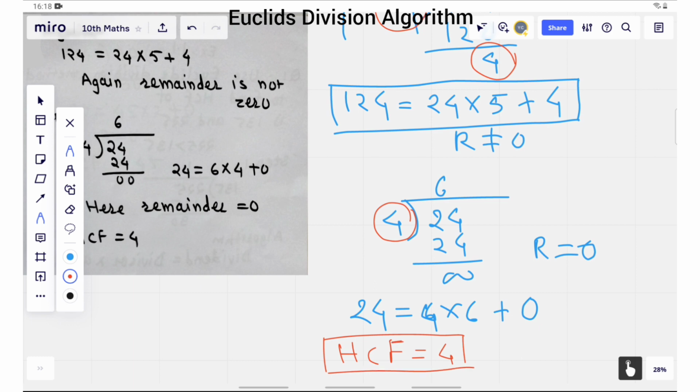Okay, we have seen introduction to Euclid's algorithm. Now we will move to the exercise 1.1 in my next video.